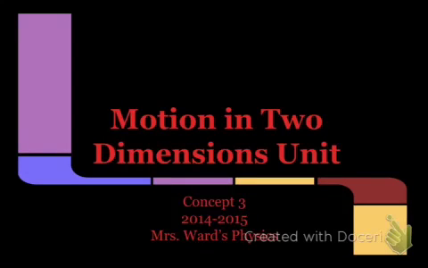Tonight your notes are going to be on the motion in two dimensions unit, concept 3, and we'll be discussing free fall. So it's going to be a little bit of a step back from our vectors that we've been talking about, and kind of a step to where we were last unit, talking about acceleration and our different equations. But in this case, we're going to talk about the specific example of a free falling object.